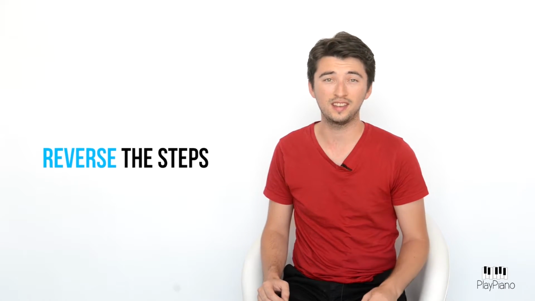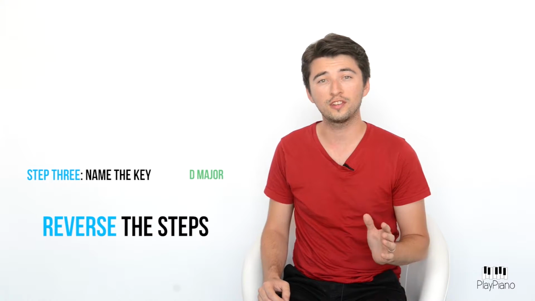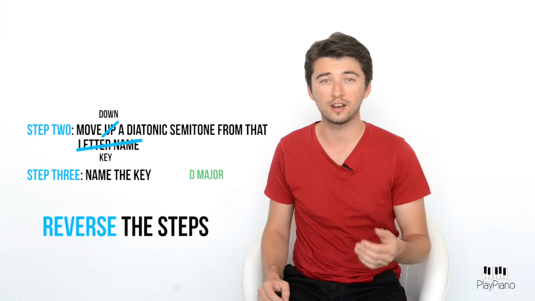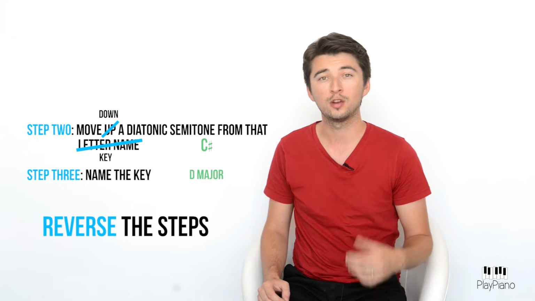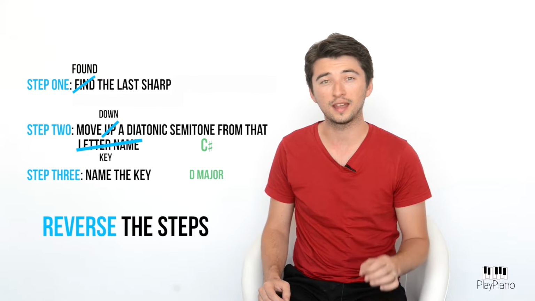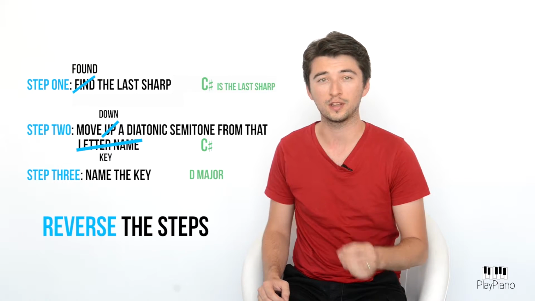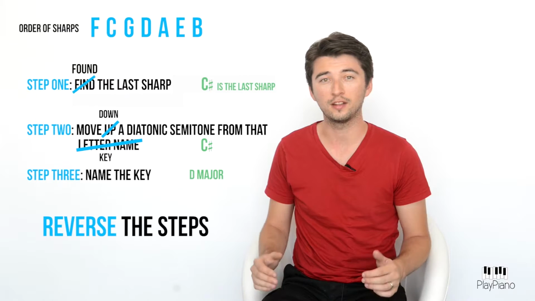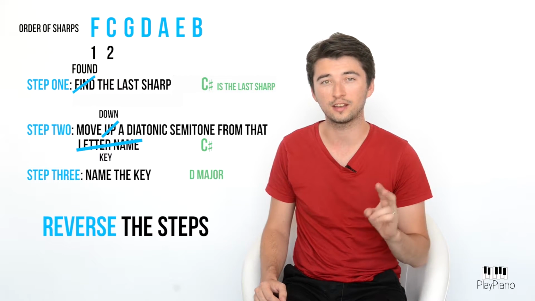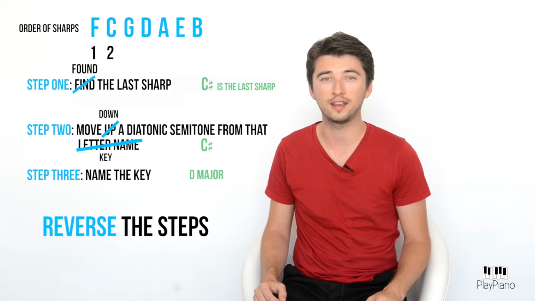If we know that the key is D major, then reversing step 2 would be to go down a diatonic semitone from D, bringing us to C sharp. Reversing step 1 means that C sharp is the last sharp in our key signature. All we have to do is look at the order of sharps, and it's quite clear that C sharp is the second sharp, so we can confidently say that D major has 2 sharps. See, I knew you could do it.